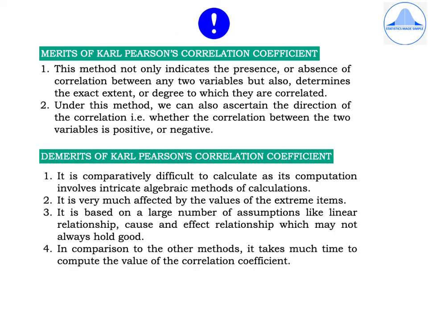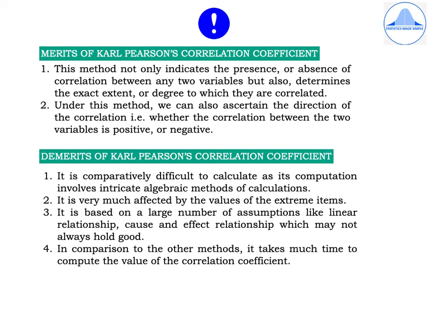We will now discuss some of the merits and demerits of Karl Pearson's correlation coefficient. The first merit is this method not only indicates the presence or absence of correlation between any two variables, but also determines the exact extent or degree to which they are correlated. The second point, under this method, we can also ascertain the direction of correlation, that is, whether the correlation between the two variables is positive or negative.